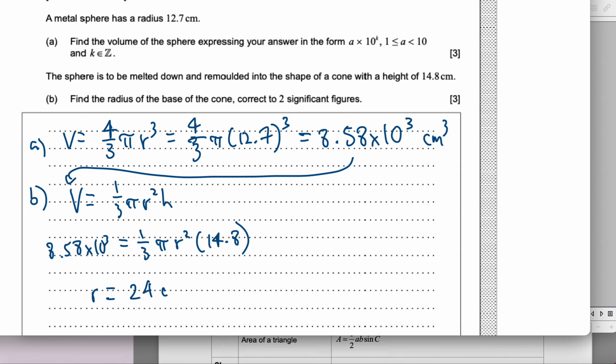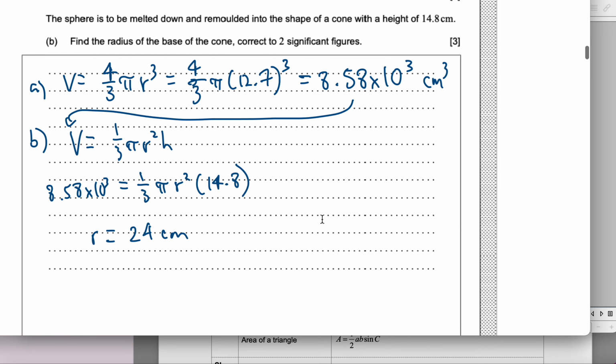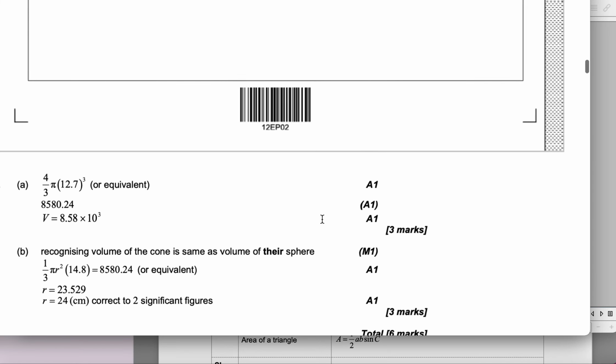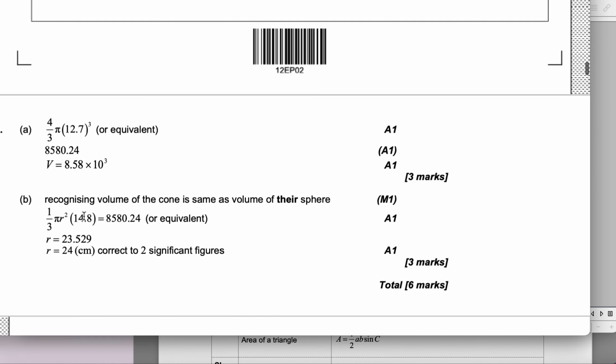Now this is a very good example of, can you just simply use nsolve? Well, let's look at the mark scheme for this particular question. So you can see for part B, they just have this written. The method is, first of all, recognizing the volume of a cone is the same as their sphere, so that's a method mark. Then substituting the formula correctly, and then just getting the final answer. So in this case, it appears that it would be correct.